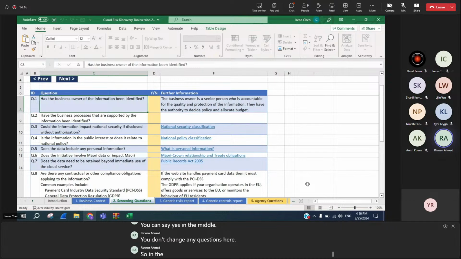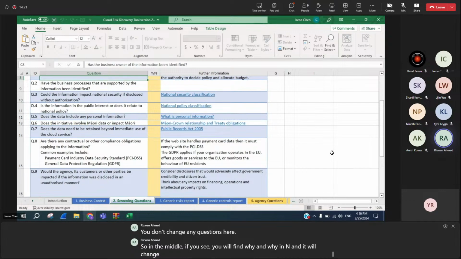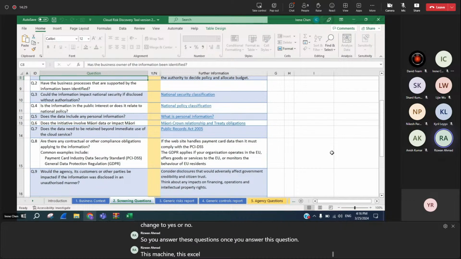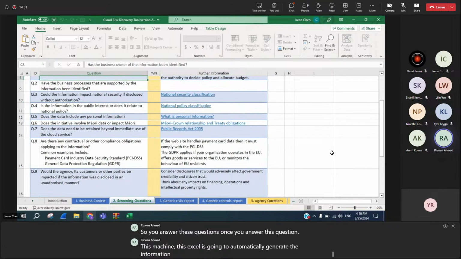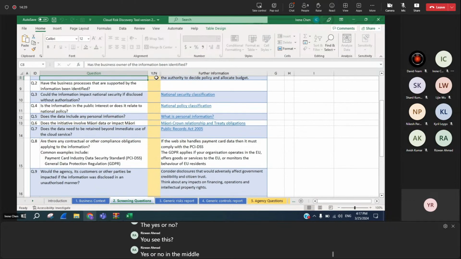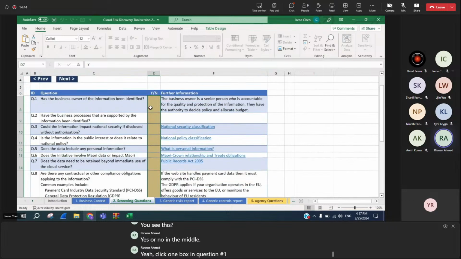You don't change any questions here. In the middle, you will find Y and N, and it will change to yes or no. So you answer these questions. Once you answer them, this Excel is going to automatically generate the information. So it's the middle layer only, the yes or no. Click one box in question number one and select yes. You have to answer this question based on yes or no.